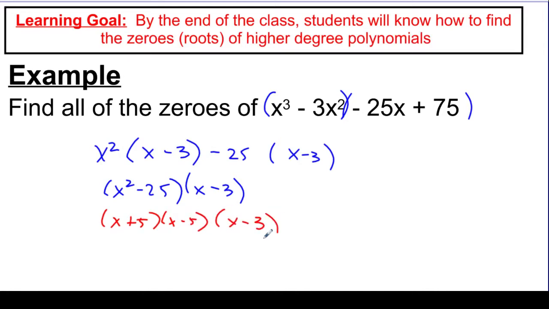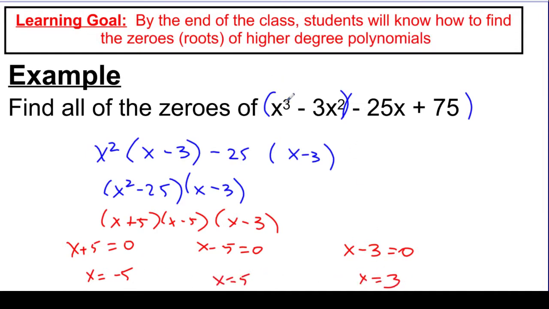So I'm going to set each of these equal to 0. So it looks like I'm going to get x plus 5 equals 0, x minus 5 equals 0, and x minus 3 equals 0. So I get negative 5, 5, and 3. And again, if you notice, highest exponent of 3, 1, 2, 3 answers. That works out good. All right, last one.